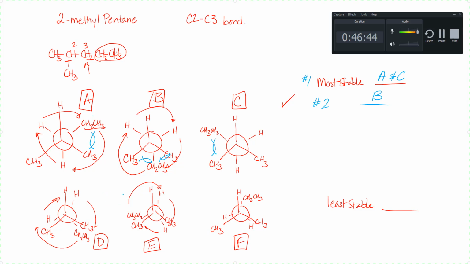So next, let's do the same thing for D, E, and F. Are there any 2 conformations of D, E, and F that have exactly the same energy? Yes or no? The answer is yes. And what letters have the same energies? So you could choose the letters that have the same energies.